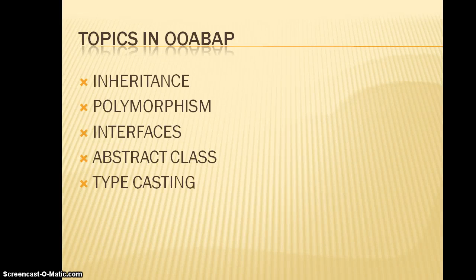So inheritance, polymorphism, interfaces, abstract class, typecasting. These are the most important topics in any object-oriented programming language. So in this video, we will just get a glimpse of all these topics just to make you comfortable with terminology. We will just see the definition of the topic here. Each topic will have its own session discussed deeply in our future sessions. For now, just try to remember the names and the purpose of each topic.